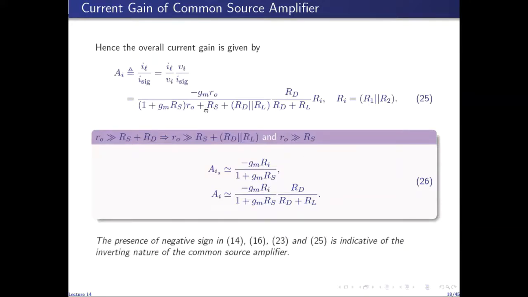So please note that all of the expressions derived for the loaded current gain, short circuit current gain in 23, overall loaded voltage gain in 16, and open circuit voltage gain in 14, all of these expressions have a negative sign in them. So this negative sign is indicative of the inverting nature of common source amplifier. So common source configuration is an inverting configuration.